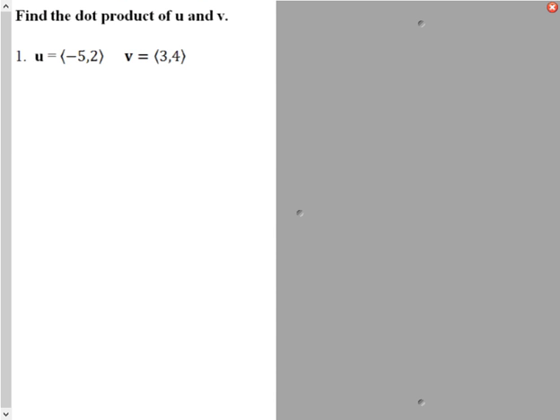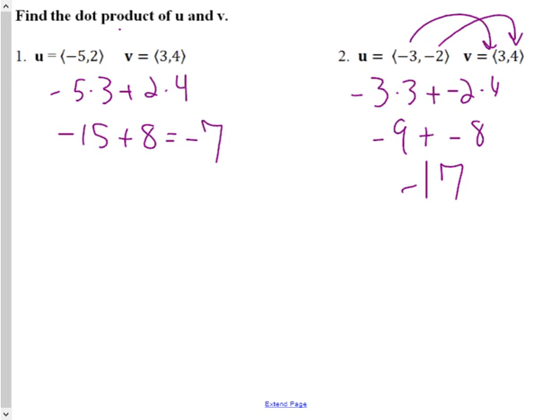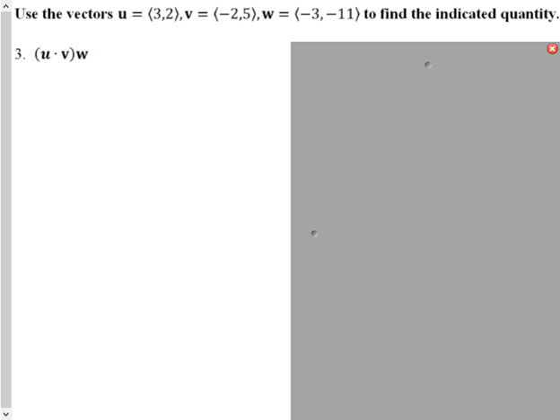So, finding the dot product of u and v. Multiplying these out, negative 5 times 3 plus 2 times 4 gives us negative 15 plus 8, which is negative 7. That simple. Next, negative 3 times 3 plus negative 2 times 4, and we get negative 9 plus negative 8, which is negative 17. Pretty straightforward.